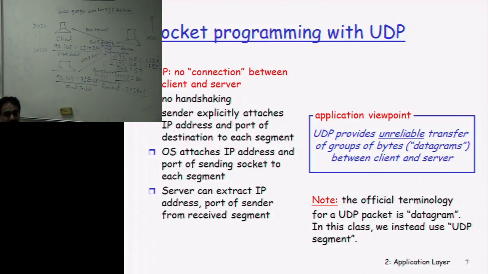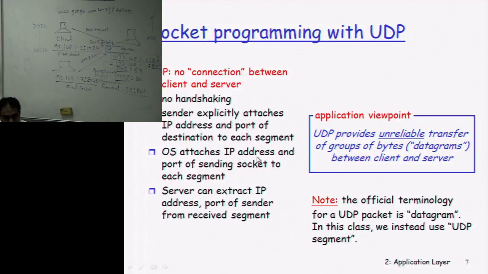Is it clear to you now? Where is the source port number and destination port number, and where is the source IP and the destination IP? The segment is encapsulated inside the packet. So the packet does contain in it the source IP, destination IP, source port, destination port. So the socket is complete there. Clear? The sender explicitly attaches the IP address and the port number of the destination to each segment, because the segment is encapsulated inside the packet. Clear?